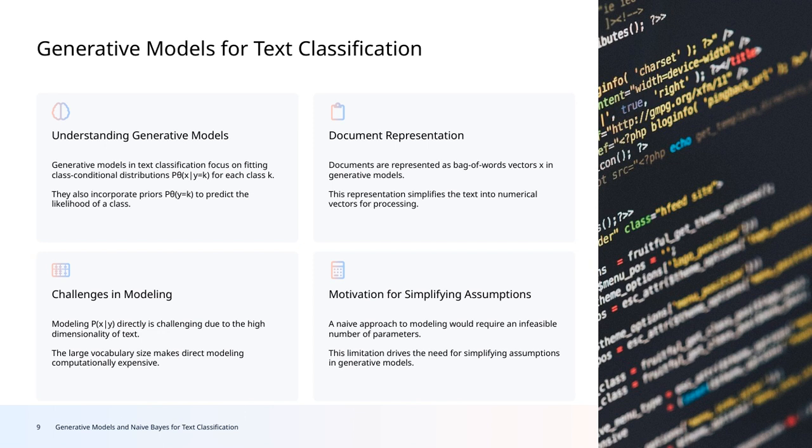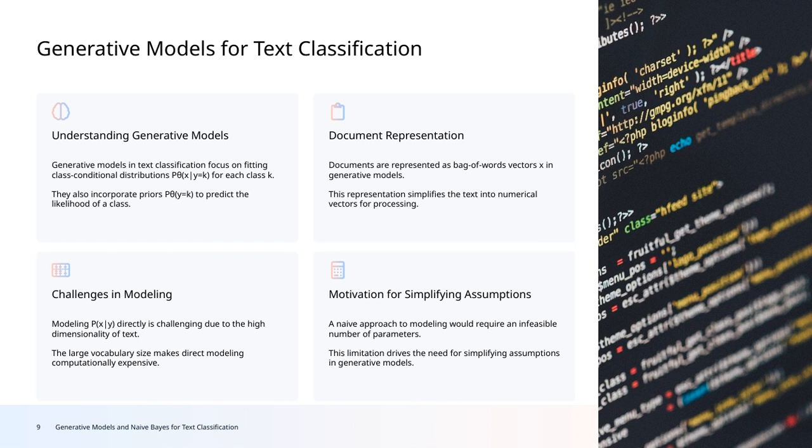In generative models, we represent documents as bag-of-words vectors. Denoted as X, this means we simplify the text into numerical vectors, which makes processing much more manageable. The core idea in these models is to focus on fitting class-conditional distributions, P_theta(x | y = k). For each possible class k, these distributions help us understand how likely a particular set of words is, given a class. We also incorporate priors, P_theta(y = k), to estimate how probable each class is overall.